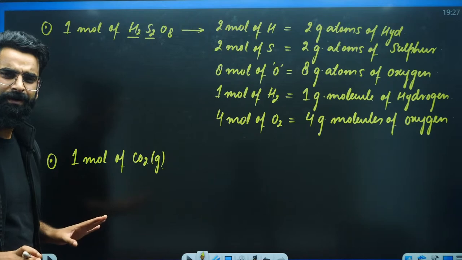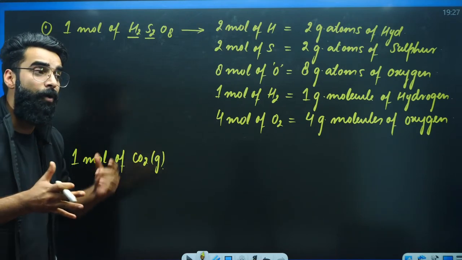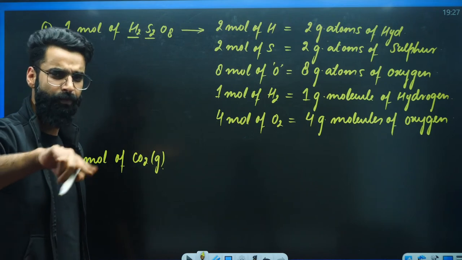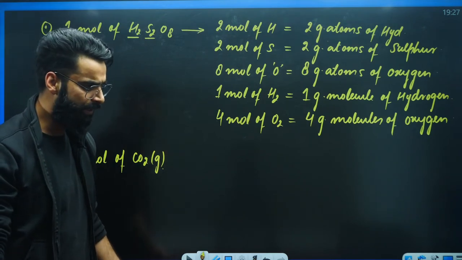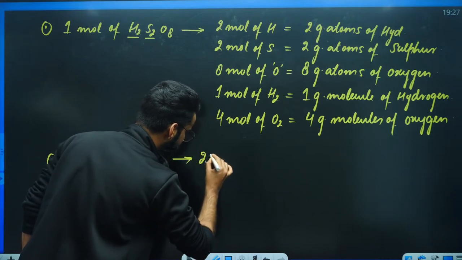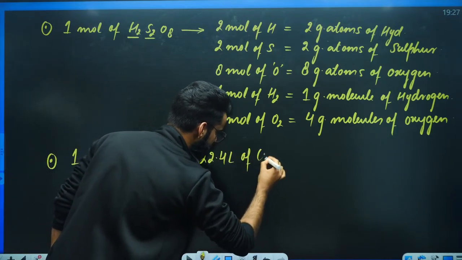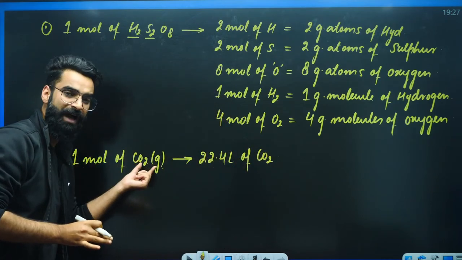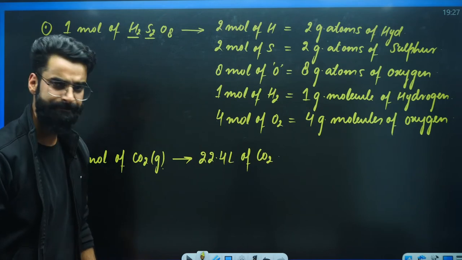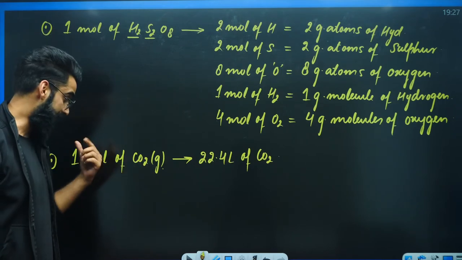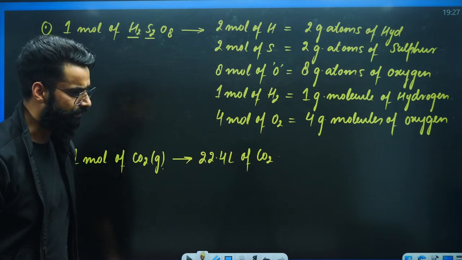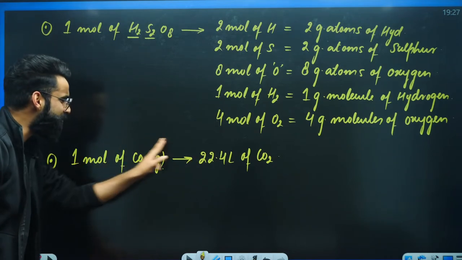Can you let me know what will be the volume occupied by 1 mole of carbon dioxide gas at STP? Volume occupied by 1 mole of the gas at STP. That's 22.4 liters. So instead of 1 mole of carbon dioxide at STP, you can write 22.4 liters of carbon dioxide as well, no issues at all, correct?